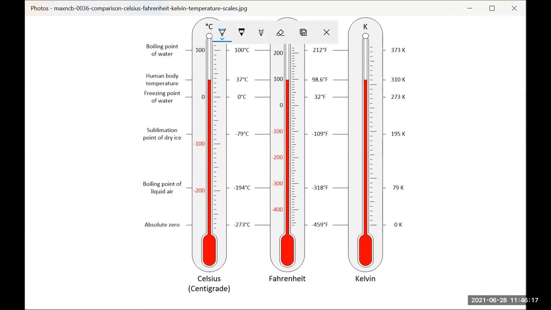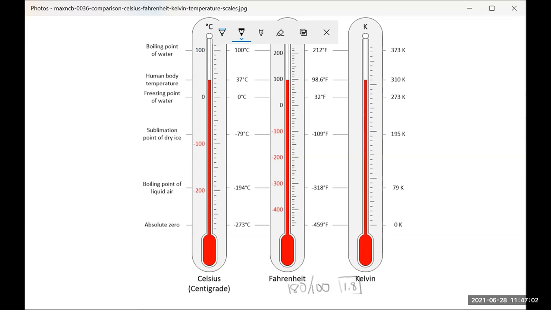Now, because the intervals on Fahrenheit and Celsius are different, when I go from 0 to 212, that's 180 degrees, whereas if I go from 0 to 100, it's 100 degrees. So basically, for every 1.8 Fahrenheit intervals, it's equal to 1 of my Celsius intervals. And that's where this proportion comes from when we look at the formula for converting between Celsius and Fahrenheit.